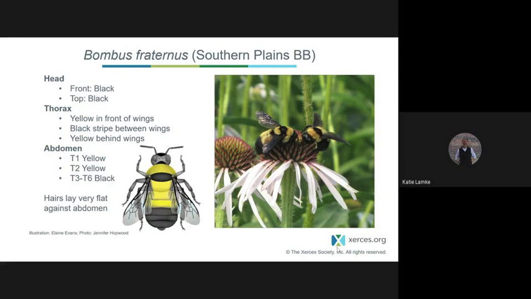And an interesting field characteristic about this one is that the hairs on the abdomen sort of lay flat against the abdomen, and they kind of look like they've been greased back.